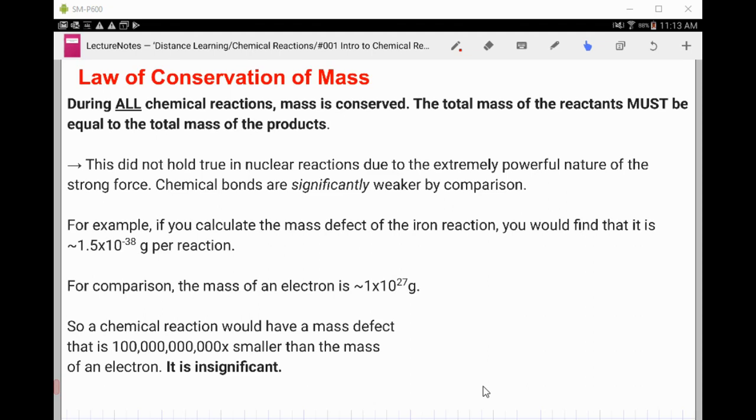We talked about in nuclear chemistry how this wasn't necessarily the case. This was the whole idea behind mass defect. But the reason there was a mass defect in nuclear reactions was because the forces were so much stronger that it accounted for an actual significant change in the mass. By comparison, the mass defect for a chemical reaction is a fraction of the mass of an electron. It's so tiny that it's essentially insignificant to anything we're going to ever do in chemical reactions.